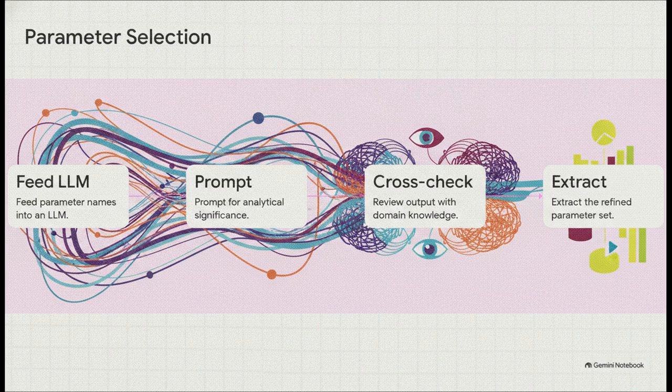Third, and I cannot stress this enough, this is absolutely crucial. You, as the human expert, have to review that output and cross-check it against your own domain knowledge. Remember, the AI is just a tool, not the final authority here. Then, fourth, you extract that refined, curated parameter set for your downstream analysis. What you're left with is this highly relevant list of parameters, complete with a documented rationale for exactly why each one was either kept or tossed out.